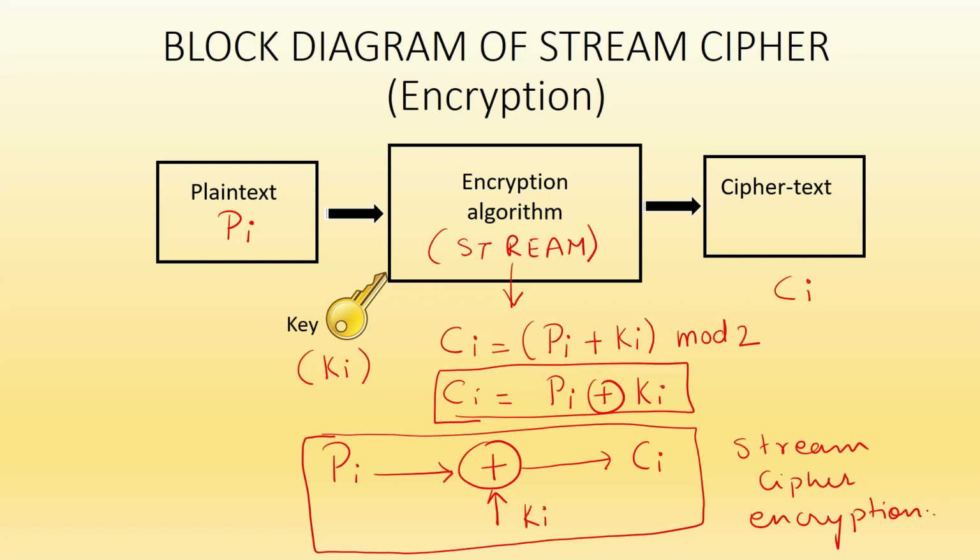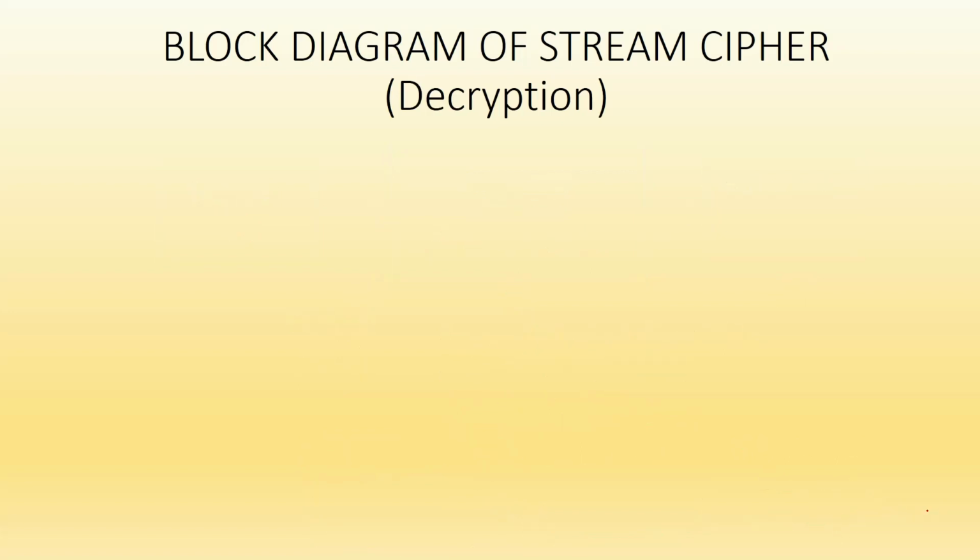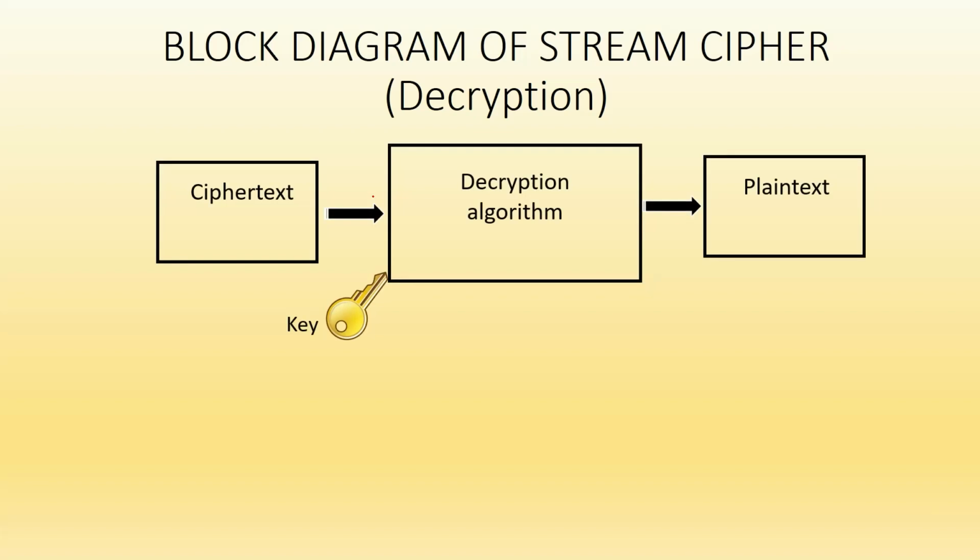Similarly, let us see the decryption process. So for decryption, a decryption algorithm takes the ciphertext along with the key and generates the plain text. Since we are talking about a stream cipher, the stream cipher decryption algorithm processes ciphertext bit by bit. So it takes the ith bit of the ciphertext, it uses the ith bit of the key and generates the ith bit of the plain text. Now the question is, what is the stream cipher decryption algorithm?